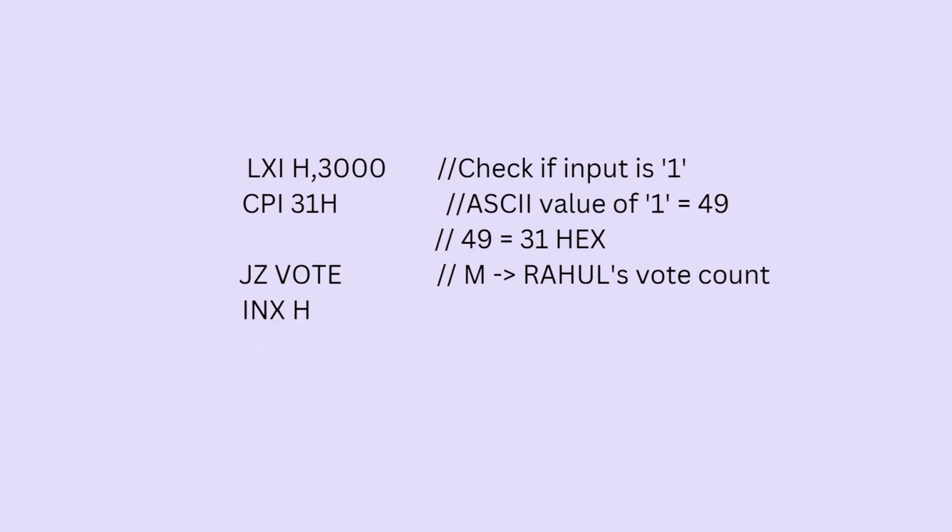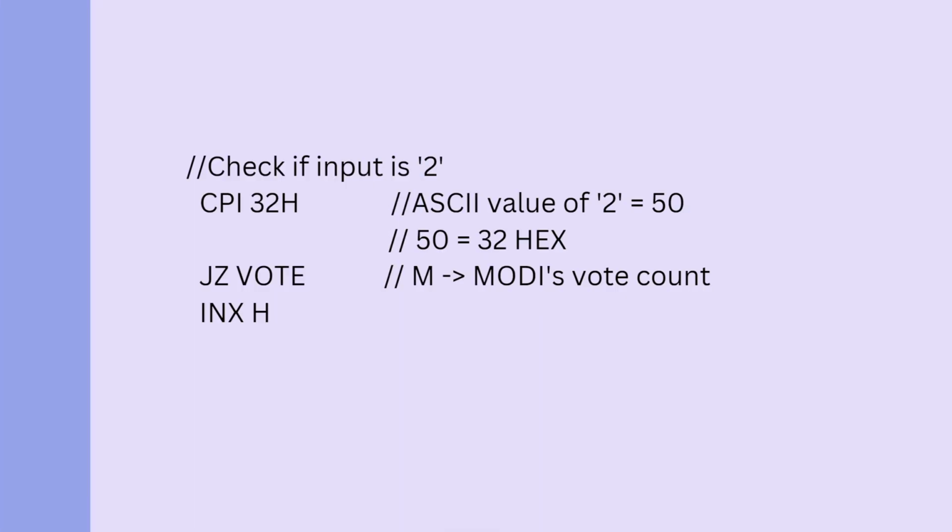This assembly code checks if the input located at address 3000 in hexadecimal is 1. If true, it jumps to the label mode, incrementing the address afterwards, likely the part of the program managing vote counts, especially for Rahul. This code checks if the input located at address 3001 pointed to by the HL pair is 2. If true, it jumps to the vote, potentially updating the vote count for Modi. Afterwards, the HL pair is incremented.